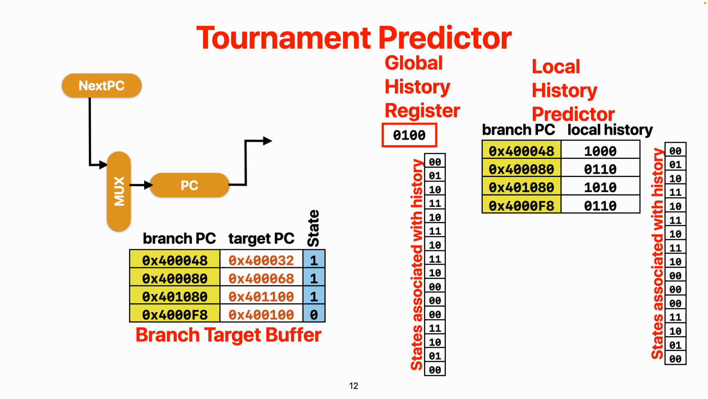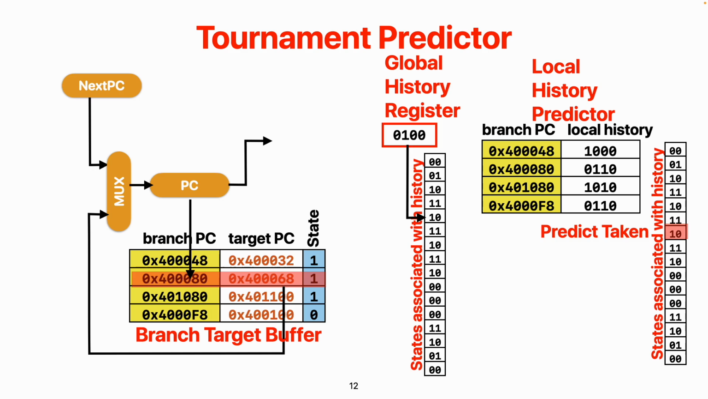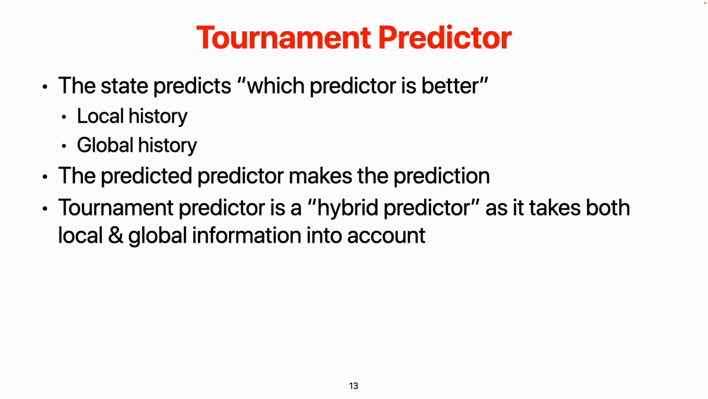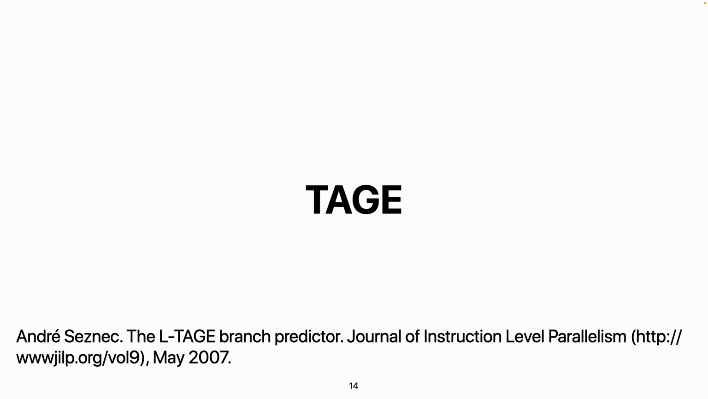Very simple. Whenever you have a PC, I look up the target PC as well as which predictor to trust. Which predictor to trust is basically based on which predictor made the right prediction the last time. And with that, I make a prediction. In the meantime, I train both predictors to make an accurate prediction. So it's a hybrid predictor where both predictors make a prediction, but I only take the one with higher confidence. That's the concept of the tournament predictor.